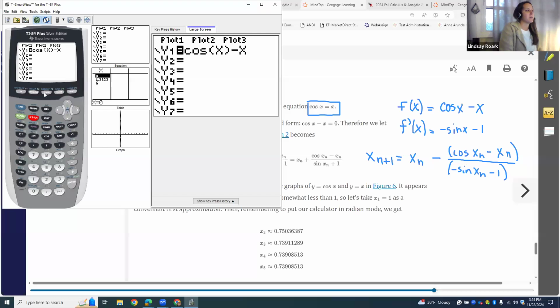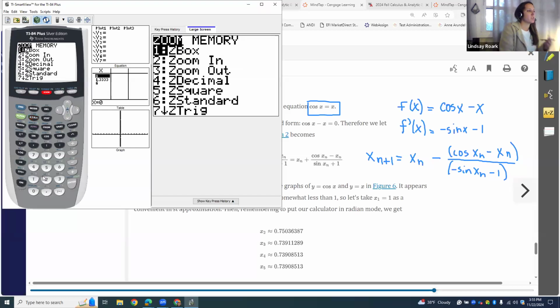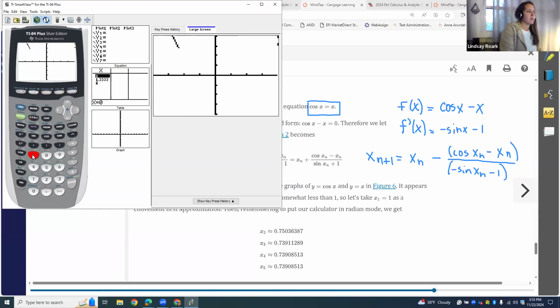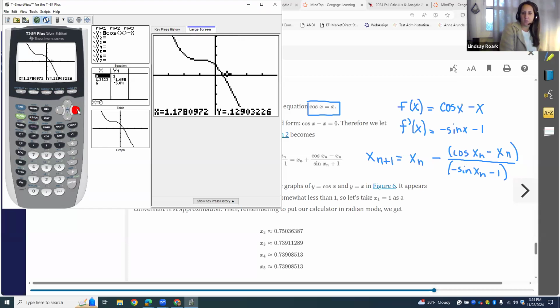But I'm going to do zoom trig, I'm sorry, because I feel like sometimes that helps me out a little bit. Yeah, that looks pretty good. And so it looks like here you can trace over if you want to, but it looks like it's somewhere between 0 and 1, we could say. So you could pick any number you want between 0 and 1 to start out with as your initial guess.